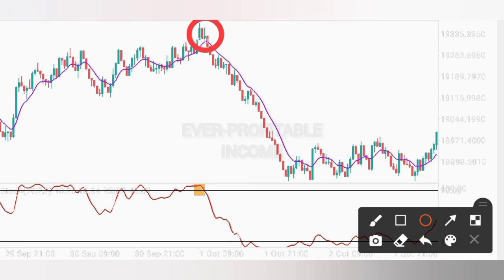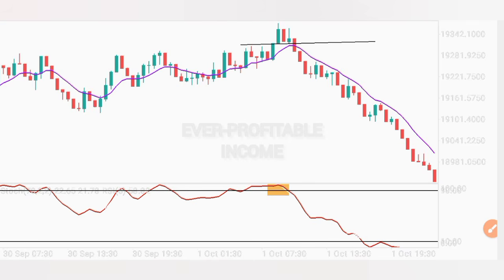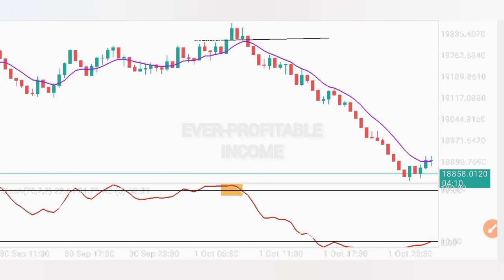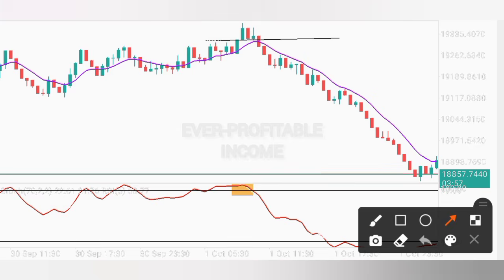There was rejection. Can you see that? There was rejection, and then we had a bullish spike that failed to form a new high. So what do you do? You mark out the low of that candlestick that failed to form a new high. So I'm going to mark it out again. I mark out the low of the candlestick that failed to form a new high.